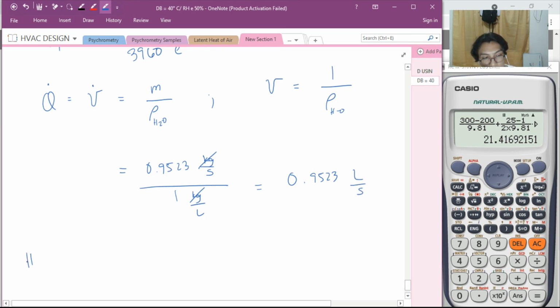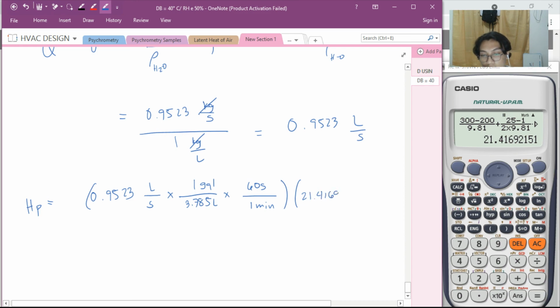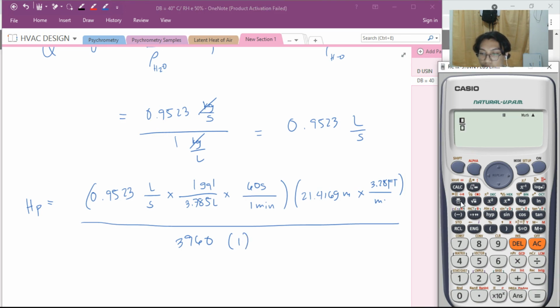Okay. Solve na natin si power of the pump. Power of the pump, yung Q mo, 0.9523 liter in every second. Kailangan to naka-gallons. How many liters per gallon? 3.785 liters in every 1 gallon. Ilang seconds in every minute? So, you have 60 seconds in every minute. And then, yung sa height mo, meron kang 21.4169 meters. Ilang feet per meter? There are 3.28 feet in every meter. Divide mo na lang ng 3960. Ang efficiency mo naman, 100% agad yan, or simply unit 1. So, we can say, meron na tayong HP.